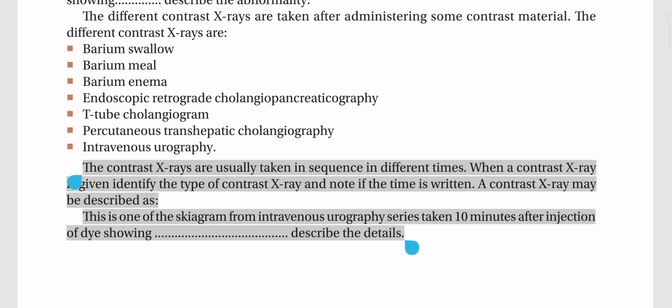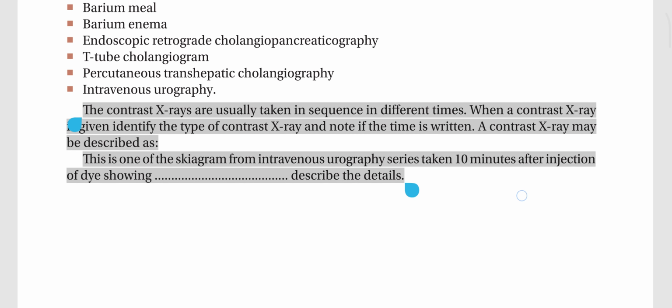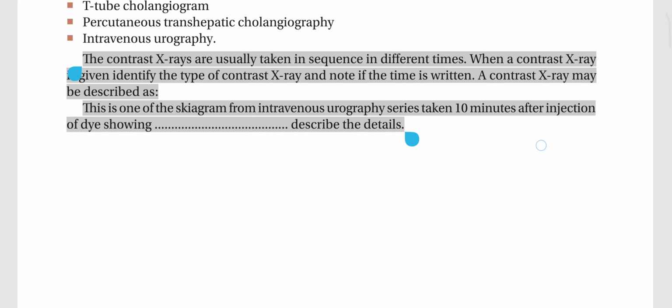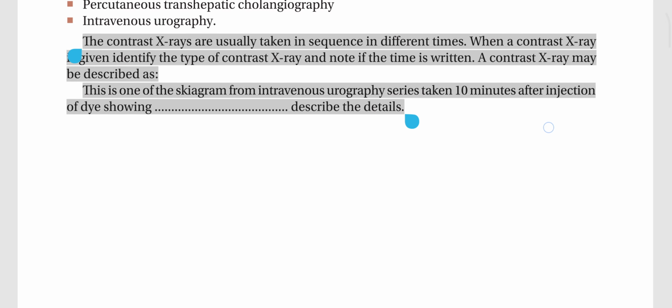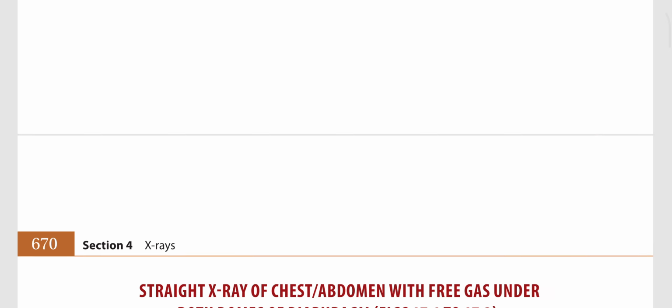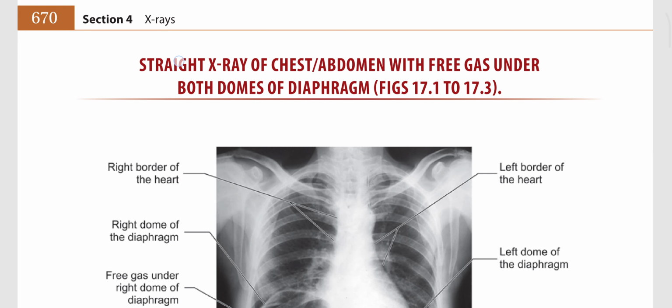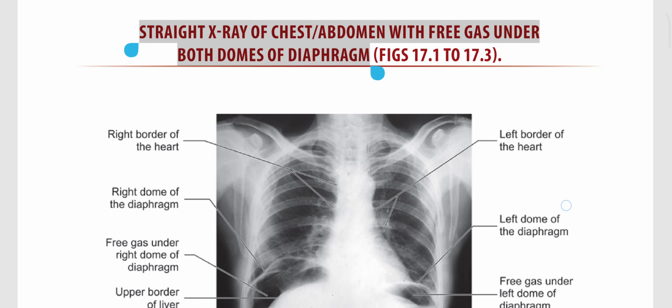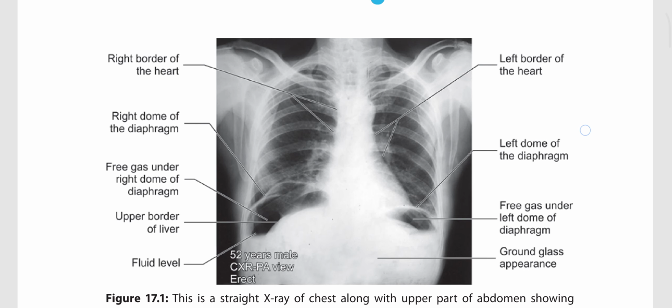When a contrast X-ray is given, identify the type of contrast X-ray and note if the time is written. A contrast X-ray may be described as: this is one of the skiagram from intravenous urography series taken 10 minutes after injection of dye showing. Describe the details. Straight X-ray of chest, abdomen with free gas under both domes of diaphragm.